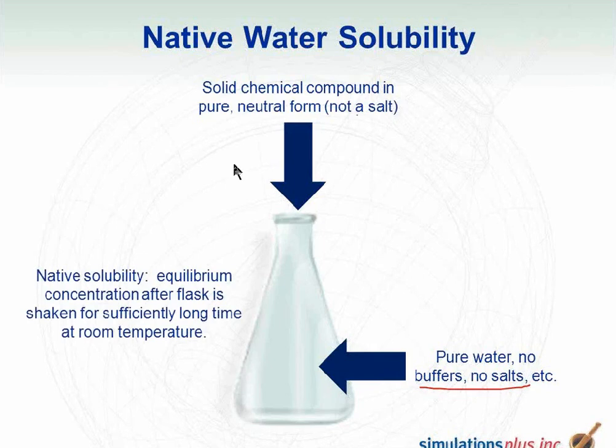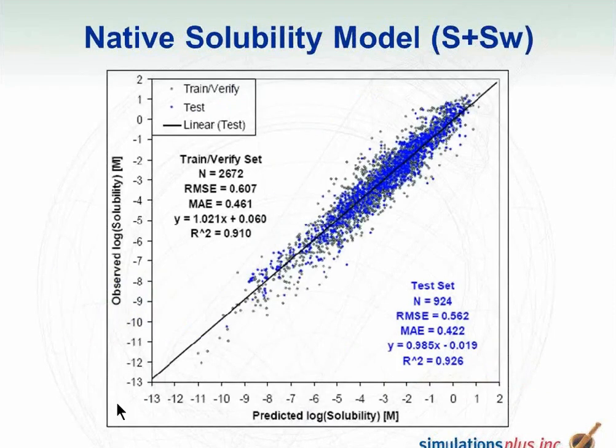So we obtained a data set of solubilities and used those to create an artificial neural network ensemble, and the results of that ensemble are shown here. In the training set, we have about 2,700 compounds. In the test set, roughly 900. The root mean square error for the training set is 0.607, and for the test set, 0.562.